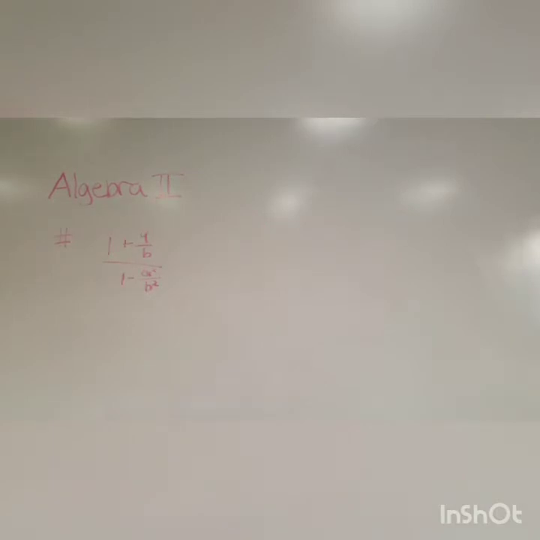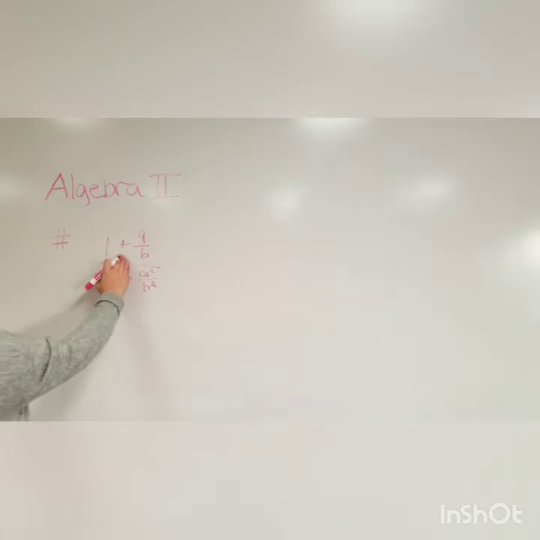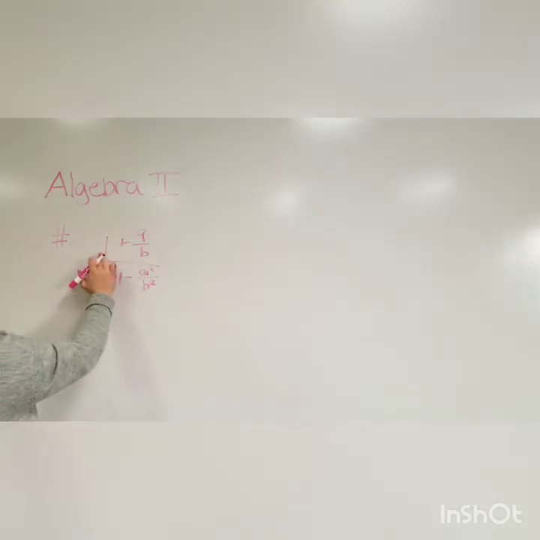Number 9. We have a complex fraction. That means we have an addition problem on top, a subtraction problem on bottom, and then it's a division problem. So we have to rationalize with our denominators first. So 1 plus A over B. So our common denominator is B because it's the only denominator in here. So we got to multiply the 1 times B.